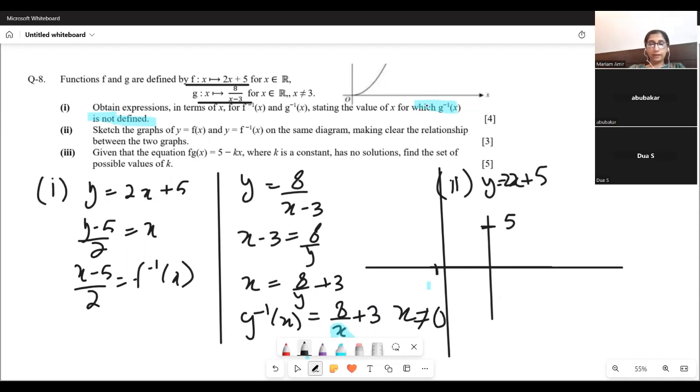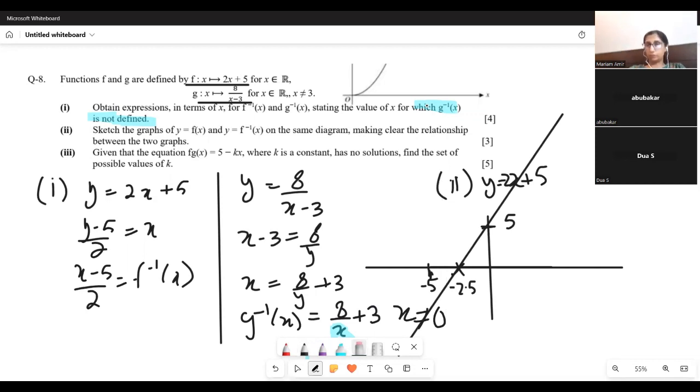Try to keep the scale linear on the x and y axis so that when you reflect in the graph of y equals x, it makes sense. So this is going to be 5, minus 5 by 2, that is minus 2.5. So this is what the graph looks like. Remove this, it's a bit confusing.